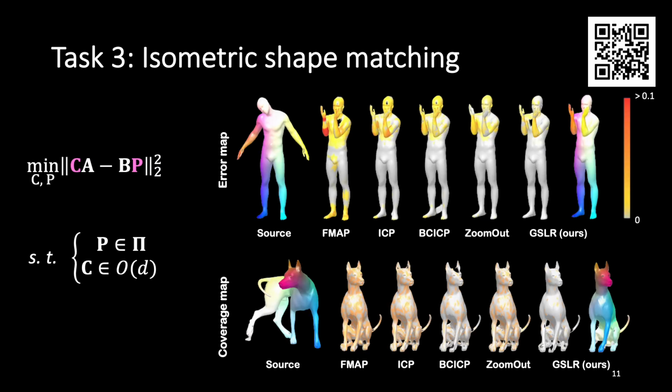The third task we have carried out is isometric shape matching, which aims at recovering the vertex-wise correspondences between two isometric meshes. In this task, we follow the functional map pipeline and retrieve the data A and B from the Laplace-Beltrami operator. The upper right image shows an example error map. The warmer the color, the larger the error. The leftmost figure is the source, and the rightmost figure is the result achieved by our proposal. Matched vertices are painted with the same color.